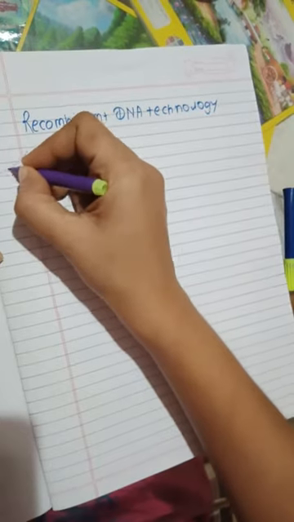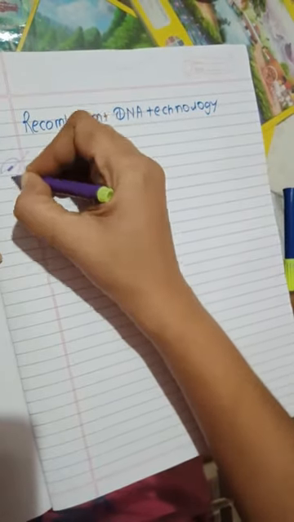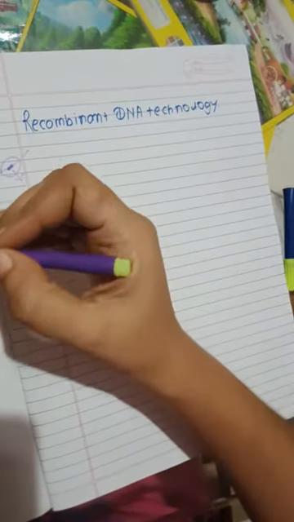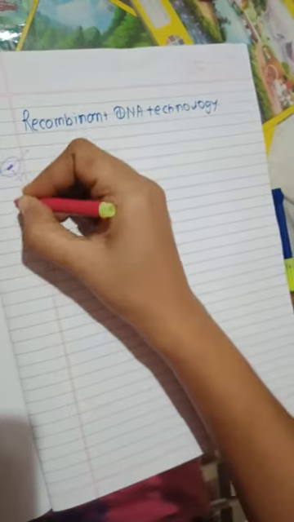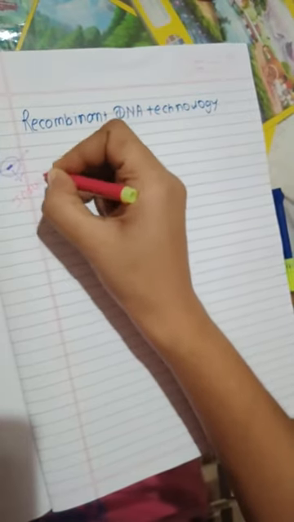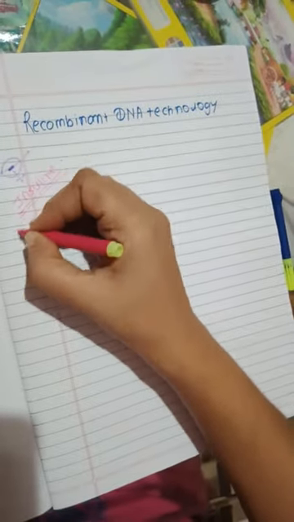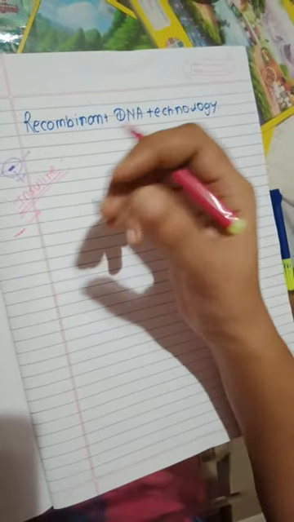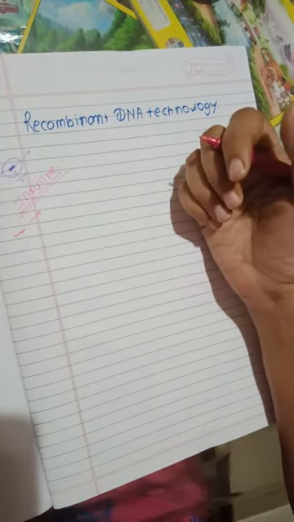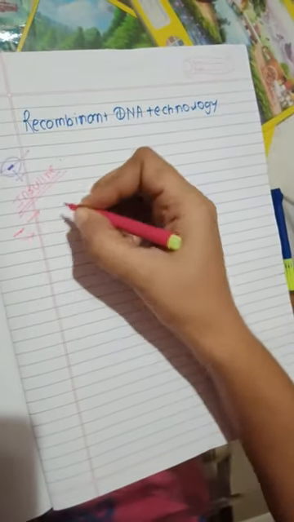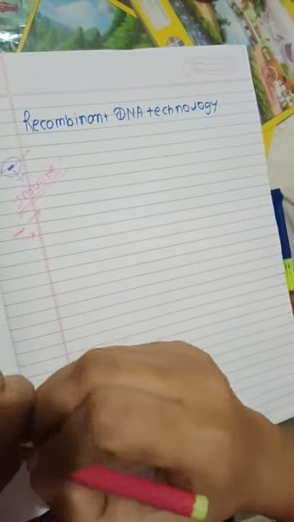Suppose we have a gene. This is the gene that we want, our gene of interest. Suppose this gene is coding for insulin. I'll write here: this gene is coding for insulin. A single insulin gene will not give me the hormone that I require, which is injected into people having diabetes. So what I want is millions of copies of this insulin gene.